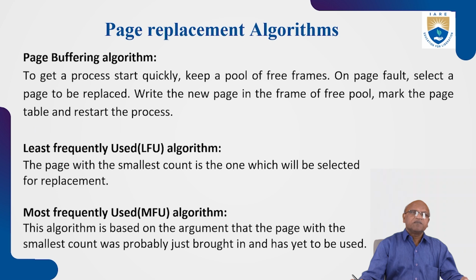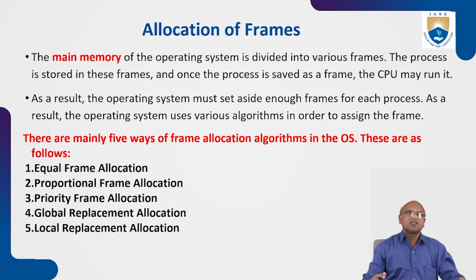So as you see in the running programs, the more pages required, the number of times it will be utilized in the program execution. That is the least frequently used algorithm. The page with the smallest count is the one which will be selected for replacement. Most frequently used algorithm: this algorithm is based on the argument that a page with the smallest count was probably just brought in and has yet to be used. So like this, there are some replacement algorithms.